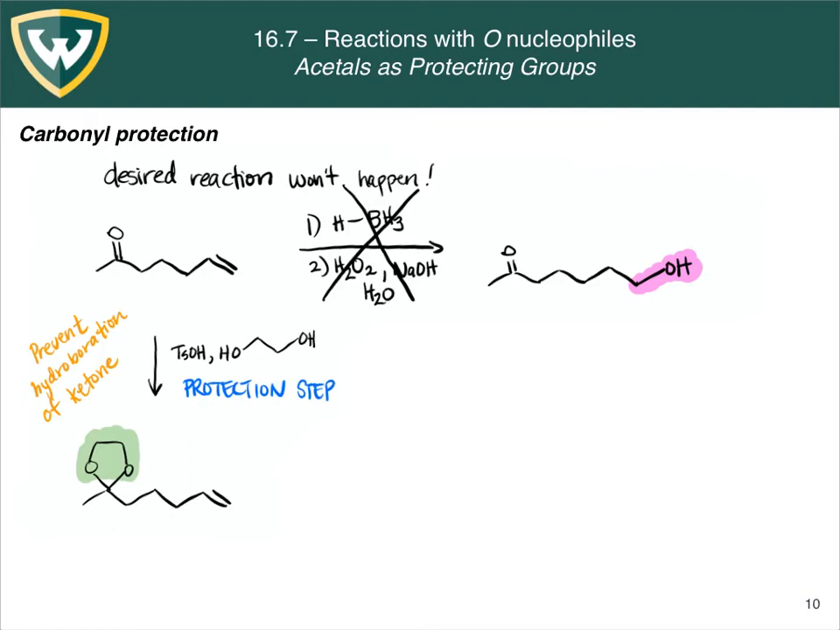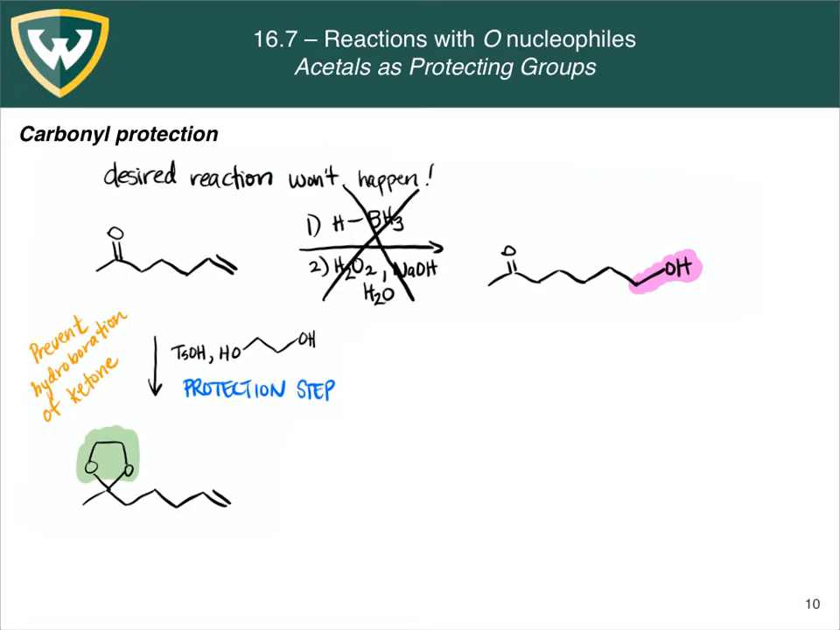And that's because what will happen instead is you'll actually get reduction of the ketone as well. And so the product would actually be the diol. So it would have a secondary alcohol and the primary alcohol you were trying to make. So what we can do is use an acetal to protect our carbonyl and prevent it from undergoing hydroboration.